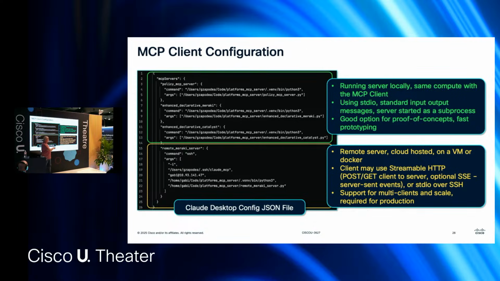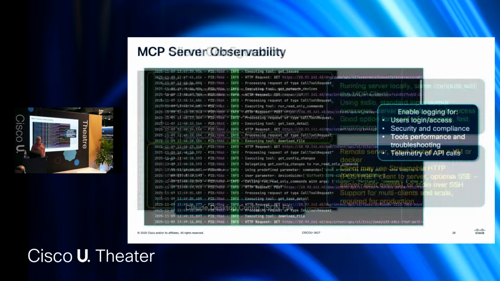There are different protocols you can use. Streamable HTTP is probably the one recommended. Cloud Desktop doesn't use that, so that's why I use STDIO over SSH in this case. But you do have the option to go to production, where you host your MCP servers either in the cloud or on-prem, and you have your clients from the entire network team accessing those servers as well.